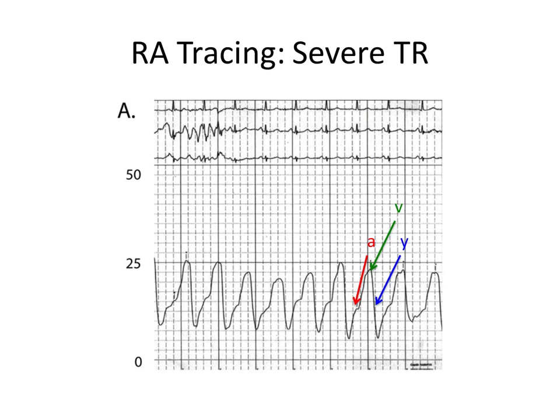So this is something to look for that kind of helps you, if you didn't have an echo, to say, does this patient have severe TR? If you see big V waves and a lack of the X descent and a prominent Y descent, it could suggest there's significant TR in this patient.